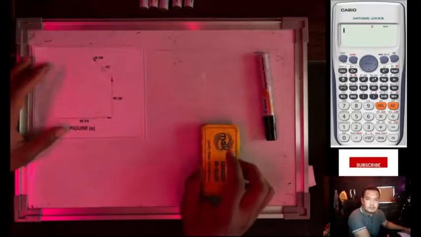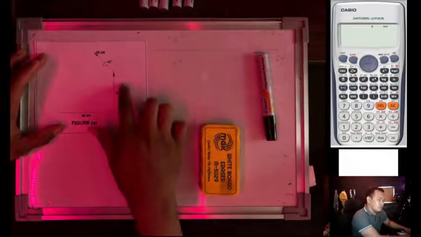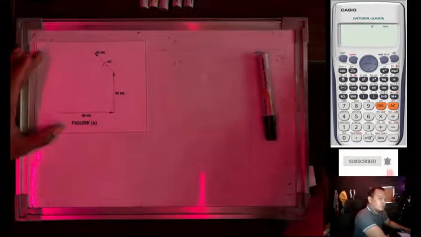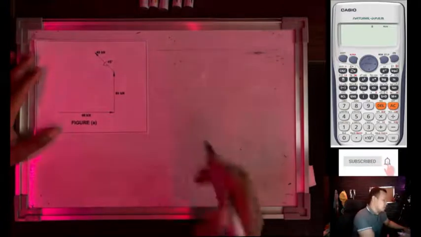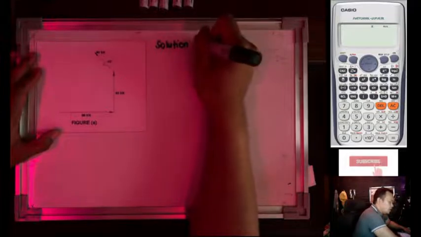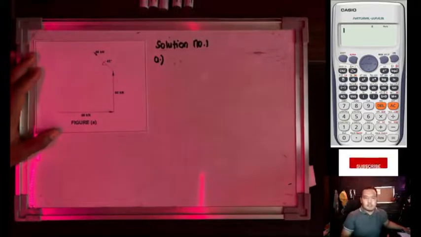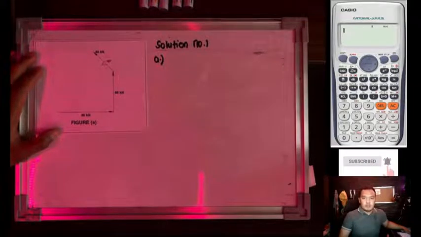So first, we have figure A, which has 80 kilonewton going to the right, 60 kilonewton going up, and 40 kilonewton with an angle of 45 degrees with the horizontal. So we will make the solution. Number 1, A. Summation of forces in the x direction is equivalent to Rx, and summation of forces in the y direction is equivalent to Ry. Then to get the angle or the direction, we need to get theta.